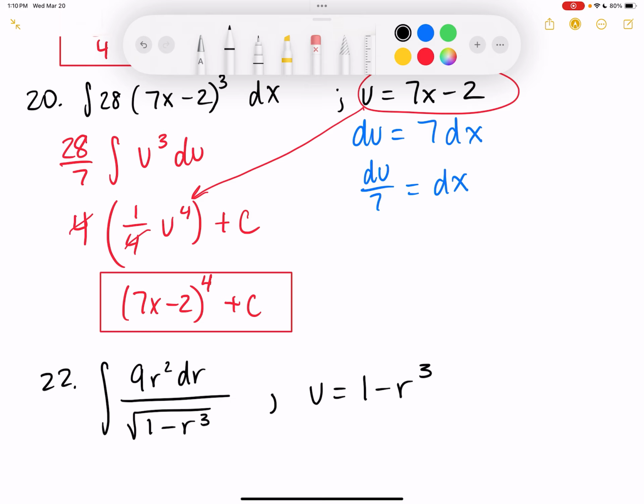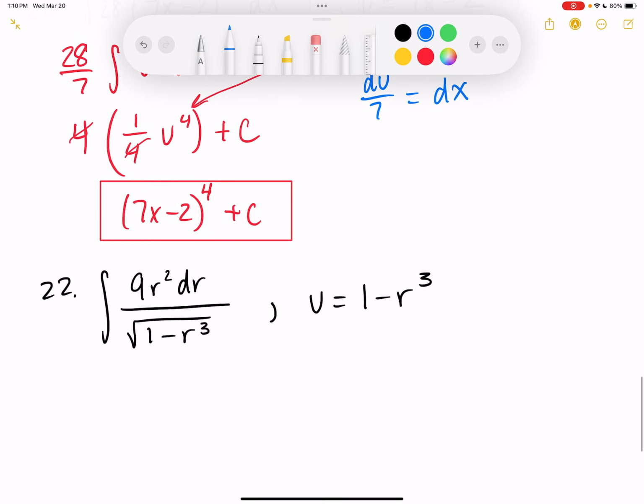So what's my first thing? Take the derivative. So it would be negative 3r squared dr.